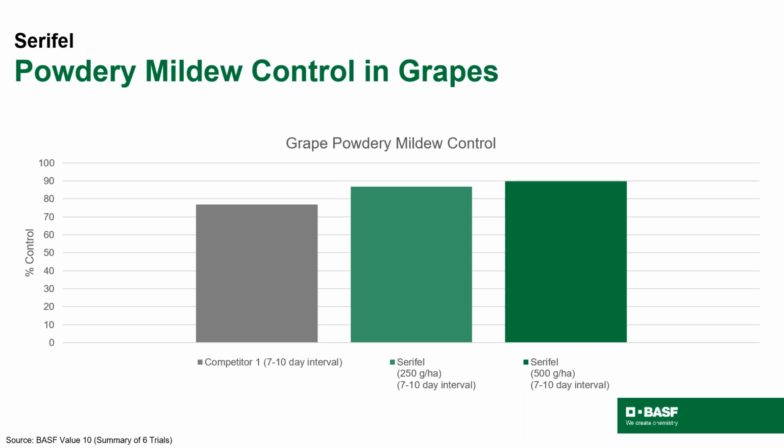Next, I have some in-field trial data that I wanted to show you that we've collected. This graph shows the summary of 6 BASF trials rating the efficacy of Serifel at high and low rates. On the Serifel label, there will be a rate range from 250 grams per hectare to 500 grams per hectare, and we recommend using the high rate at a 7-day interval for more consistent, better control of powdery mildew.